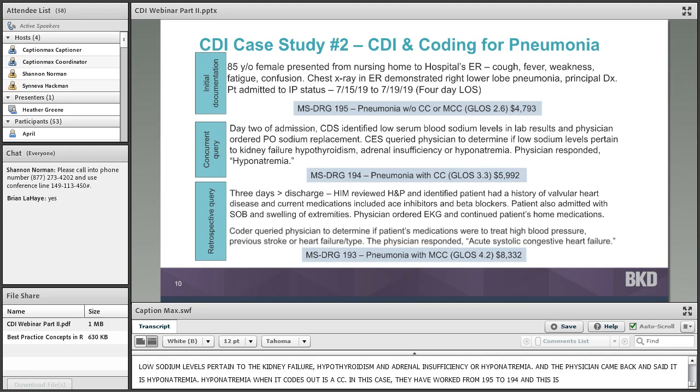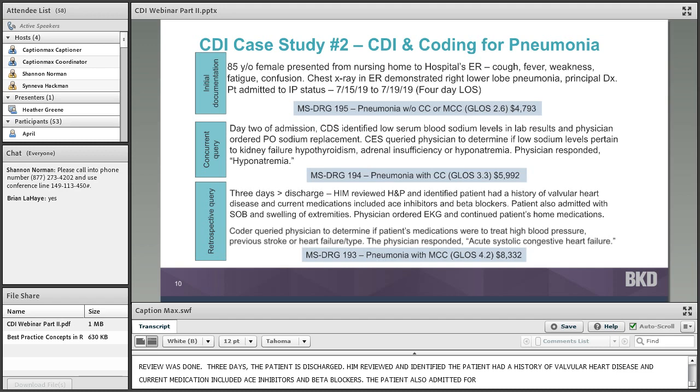Hyponatremia, when it codes out, is a CC. So in this case, now the working DRG has moved from a 195 to a 194, and this is pneumonia with a CC. The estimated length of stay here is 3.3 days, and Hometown General is going to get reimbursed $5,992. So that is an improvement. So the patient is there for 4 days. The initial review was done. The patient is discharged.